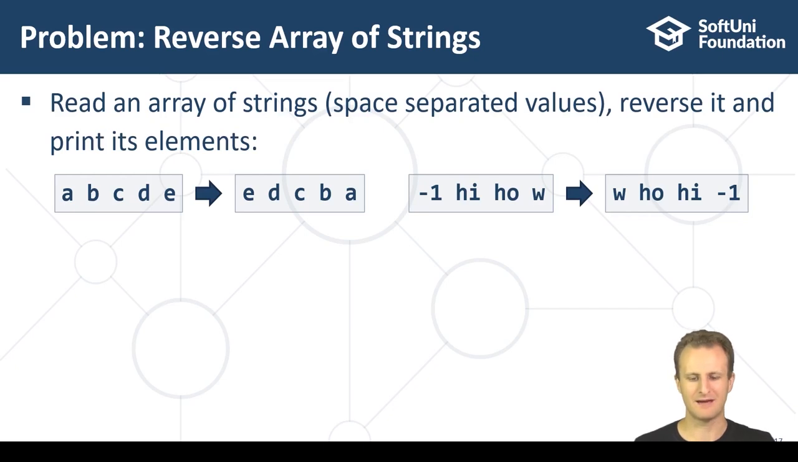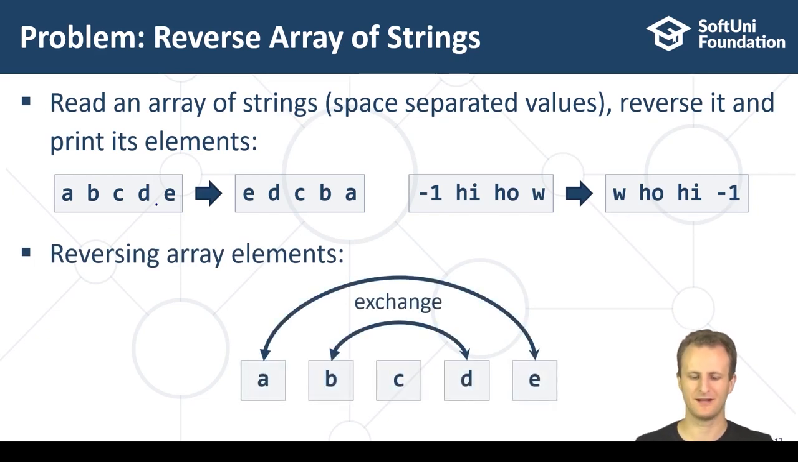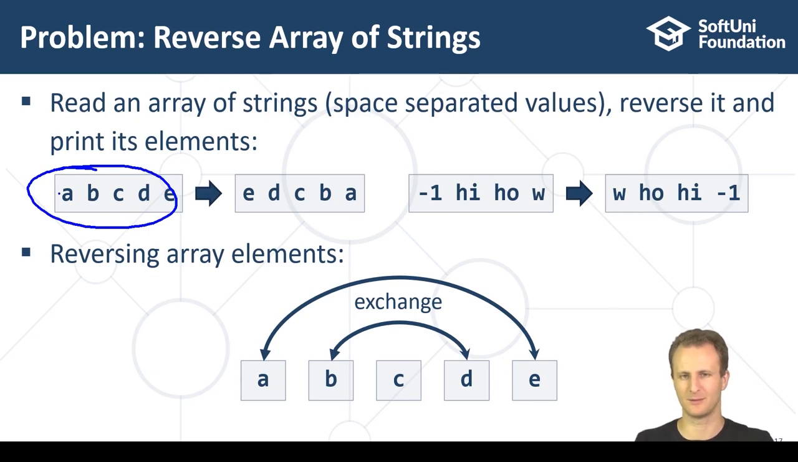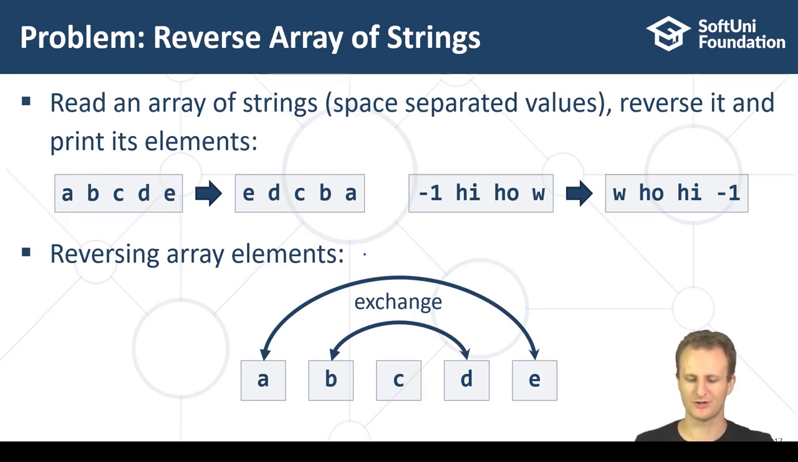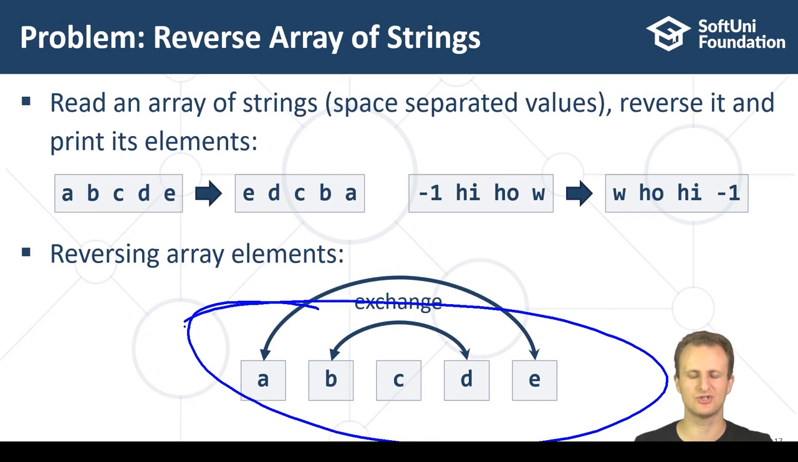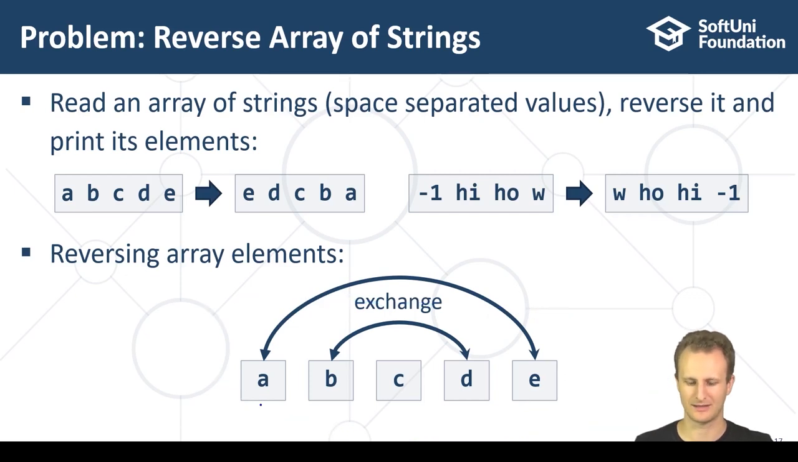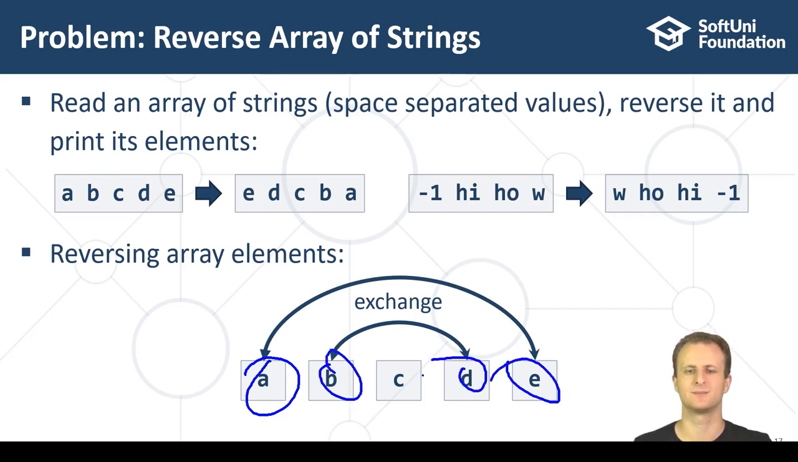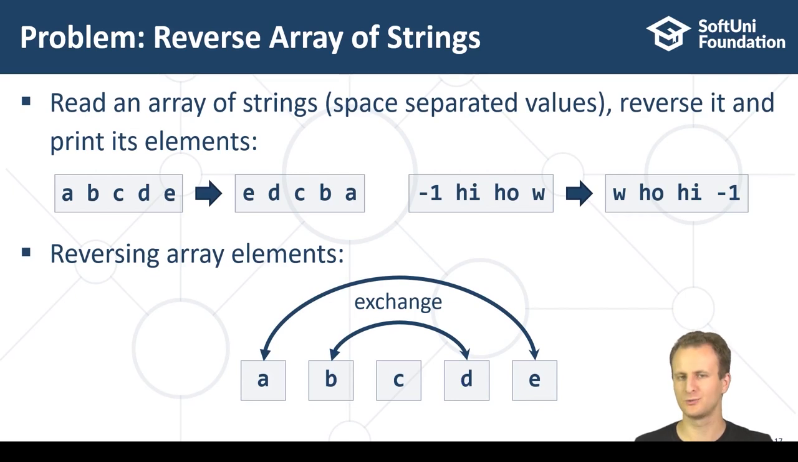Now, we have another interesting task over here. We need to reverse an array of elements, but instead of just printing them reversed, now, up to this point we were printing reversed when we were reversing. In this situation, we want to reverse the array itself. So we need to exchange the items inside the array, like is demonstrated over here. We need to exchange the last item with the first item, the second item with the second last item, and so on.